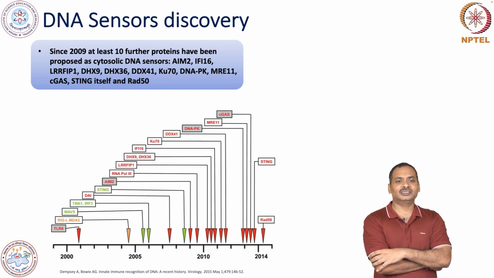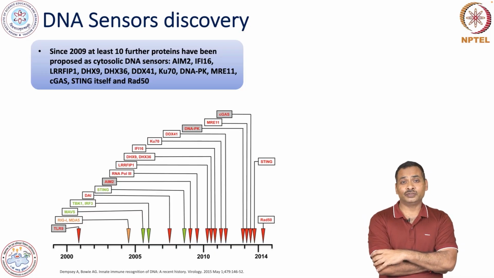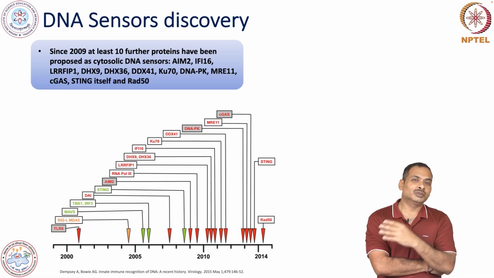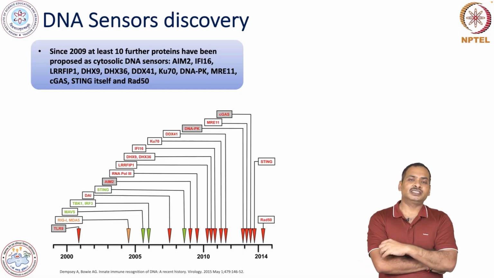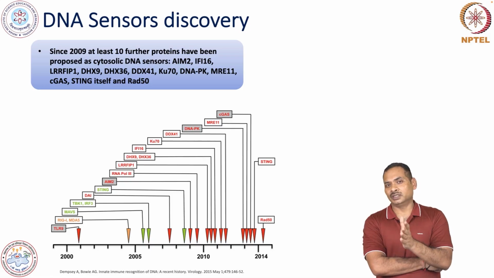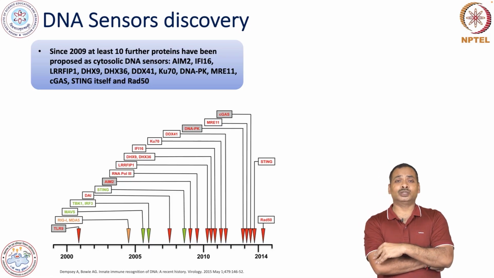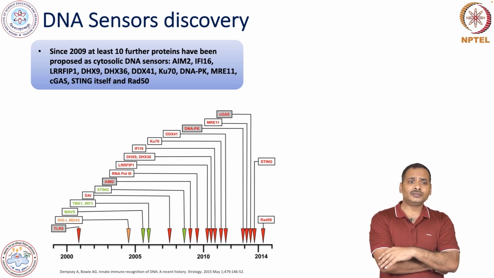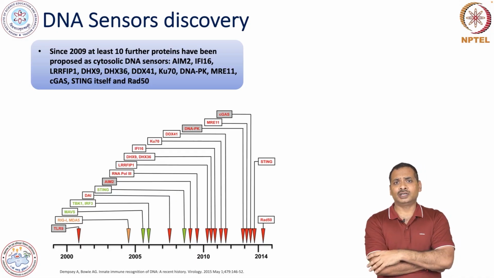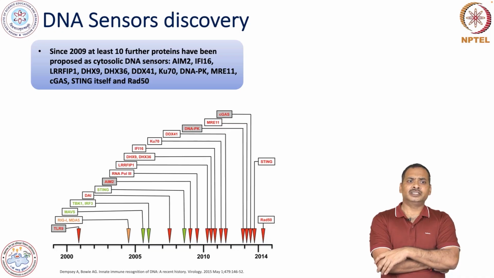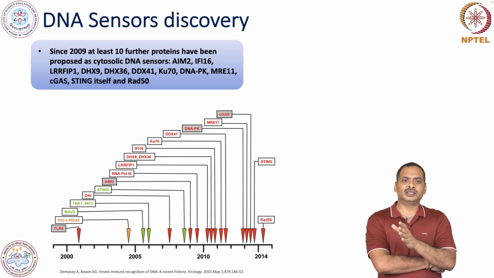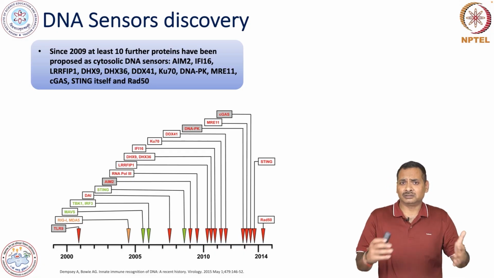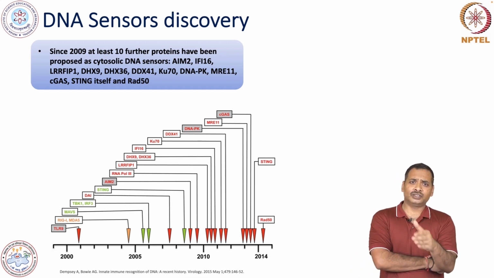Here is a very nice schematic, and those molecules are AIM2, if you remember AIM2 in NLR. AIM2 binds with the DNA molecule and induces IL-1 family cytokines. IFI16 also plays a very important role in induction of type 1 interferon and inflammatory cytokines upon stimulation with DNA. And other molecules like LRRFIP1, DHX9, DHX36, DDX41, KU70, DNA-PK, MRE11, cGAS, STING, and RNA polymerase 3. So, all these are DNA sensors, and here you can see the discovery of these molecules in chronological order.